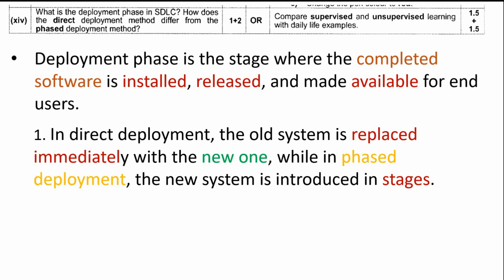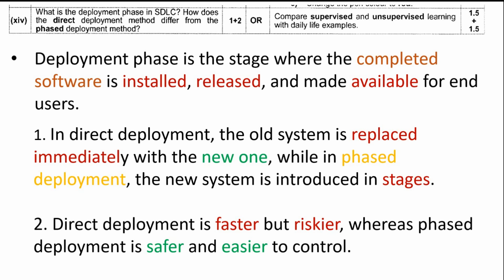Number one, direct deployment. If you do it this way, what happens? The old system is totally replaced immediately with the new one. While in the second case, phased deployment, the new system is introduced in stages. First they will do one department, then go to the second department. After implementation of the second department, they move to the third department and so on.